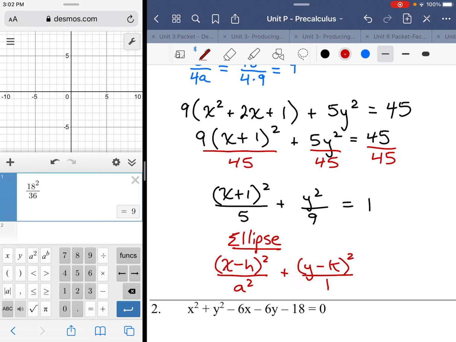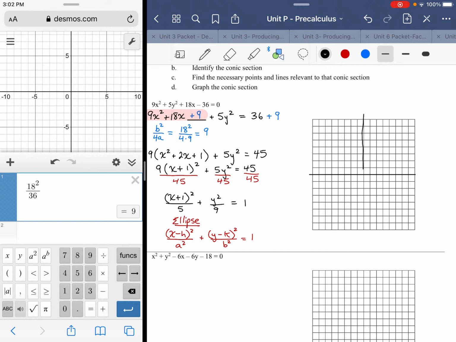In terms of the center, we're looking at -1, 0. So I can kind of center this symmetrically. I'm going to plot the center at -1, 0. All right. So just following the model, we know that -h has to be equal to 1, which means that h has to be equal to -1.